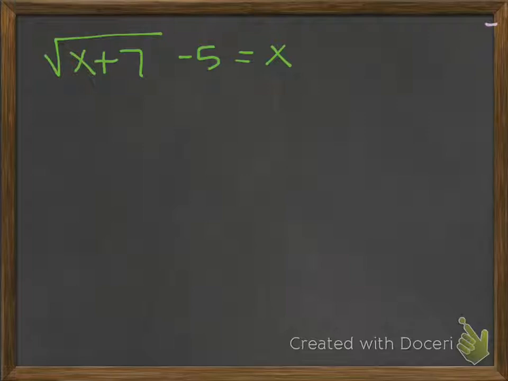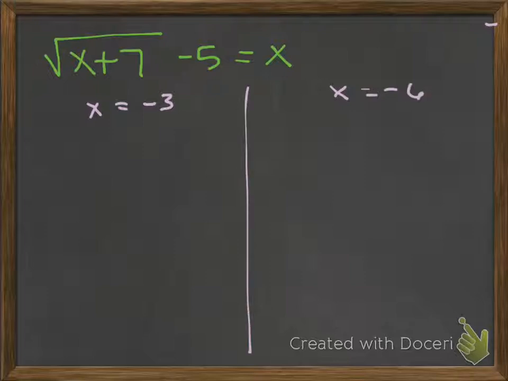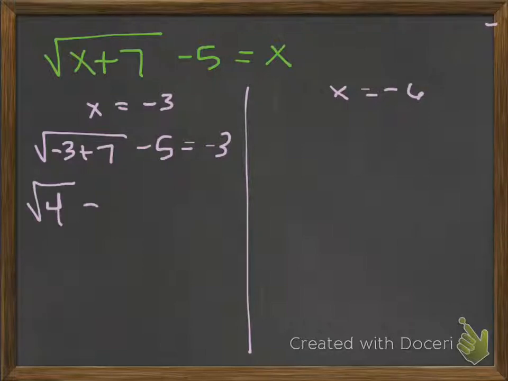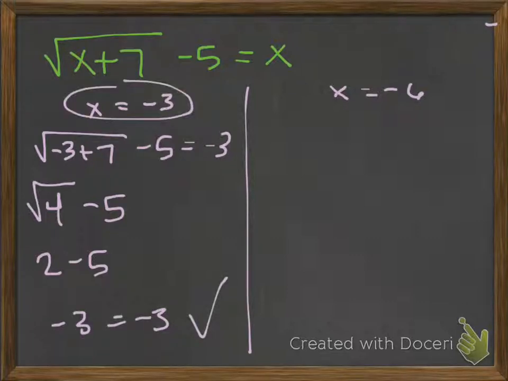So, if I checked the negative 3 first, so we'll check the negative 3, and we'll also check the negative 6. So everywhere I see x, I plug in negative 3. So I have negative 3 plus 7 minus 5 equals negative 3. So underneath the square root, we get 4. Square root of 4 is 2, so negative 3 equals negative 3. So a negative 3 worked.